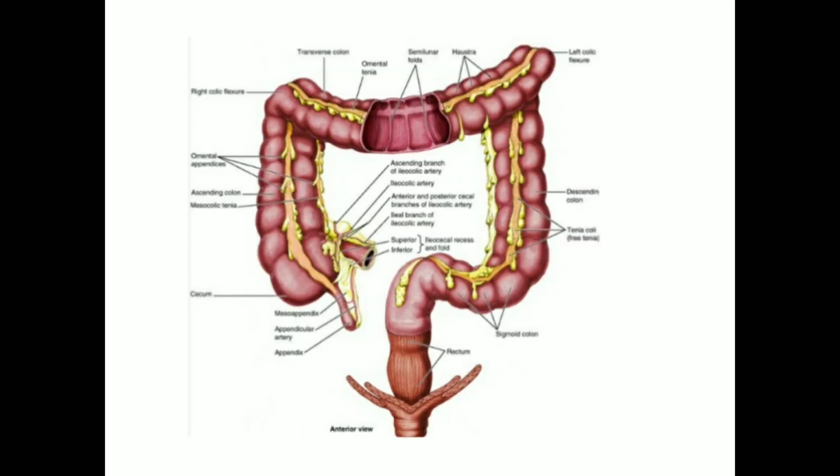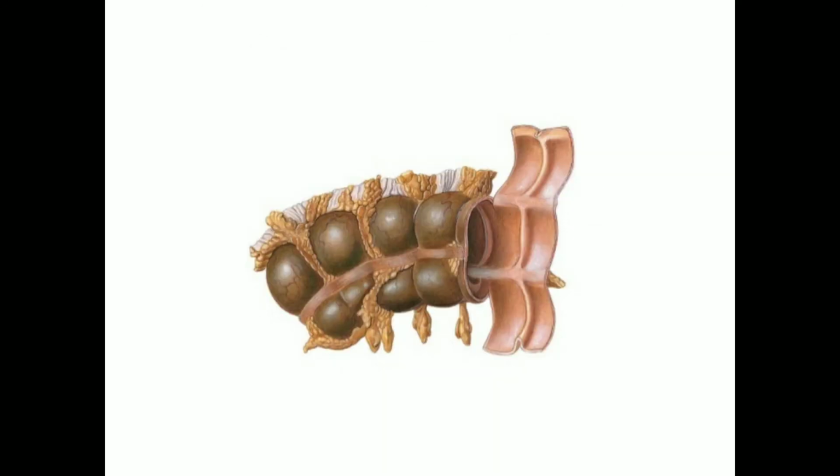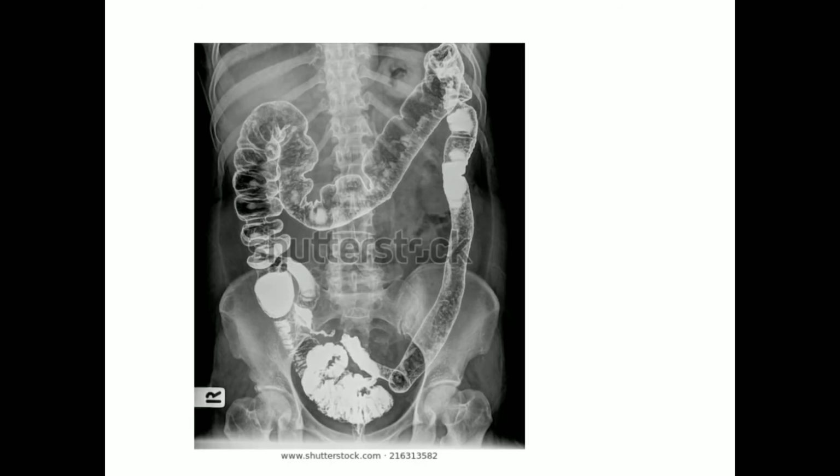Okay, see here, what you are seeing are the sacculations and haustrations. The longitudinal muscle is thickened here, that is the tinea coli, and this is the fat, called the appendices epiploicae. This is what I was telling you: this is the longitudinal muscle, tinea coli, and this is the appendices epiploicae. This is a large intestine.